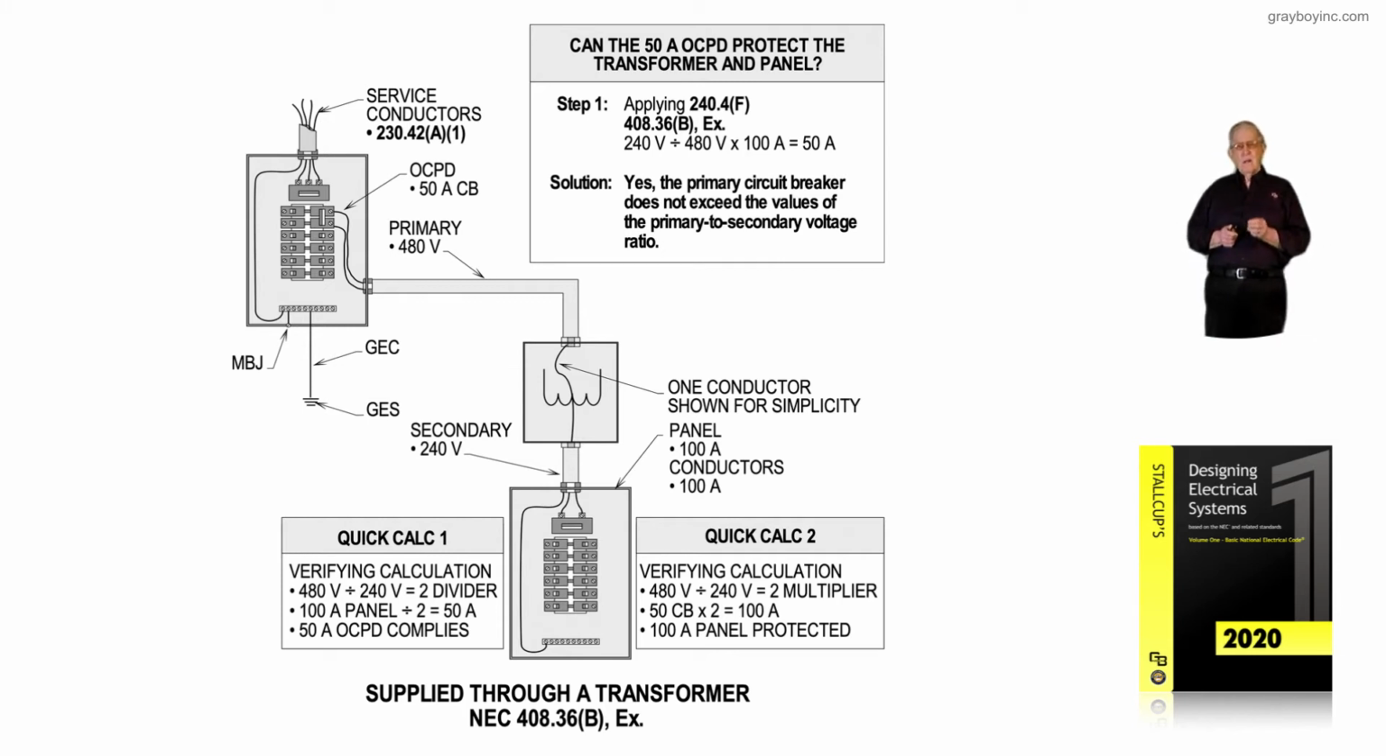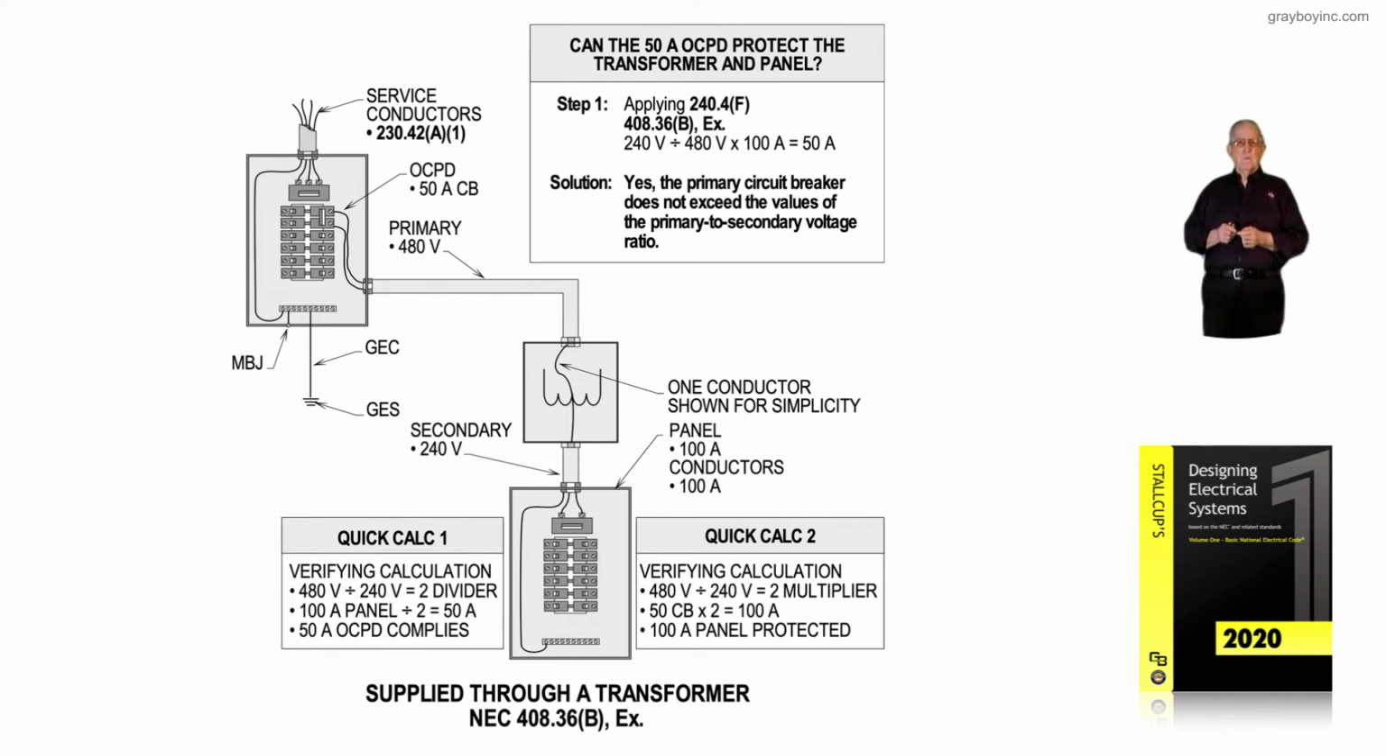You say, well, what if I take 2 and multiply times 50 on the primary? Now you derive the 100 amps on the secondary as illustrated in the Quick Calc 2. So on the primary, the 2 is a multiplier, but on the secondary side of the transformer, it's a divider. And that's why electricians don't get confused as easily using the primary voltage in relationship to the secondary voltage and dividing, if the primary is a higher voltage, by the lower voltage.